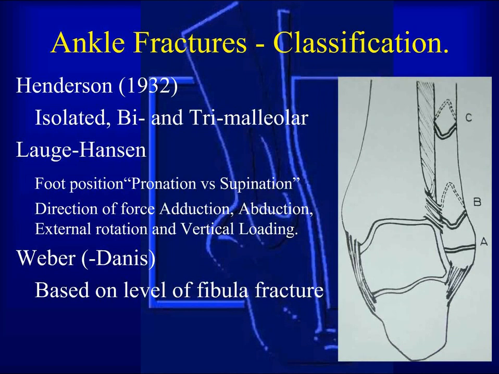Henderson's classification, uni-, bi-, or trimalleolar, is actually predictive of outcome more than any other classification. The Lauge-Hansen I've never really got to grips with, and everyone seems to understand the Danis-Weber classification of A, B, and C.